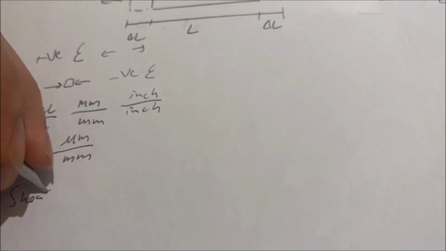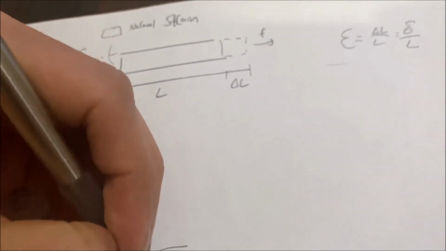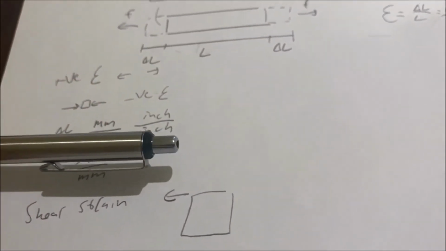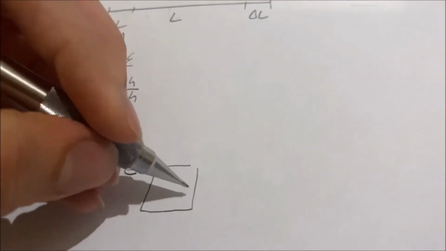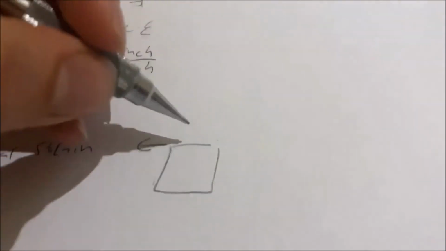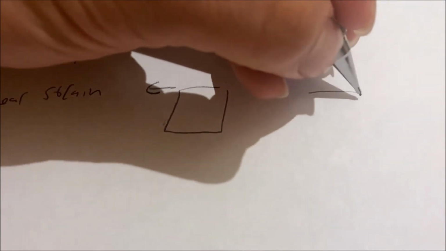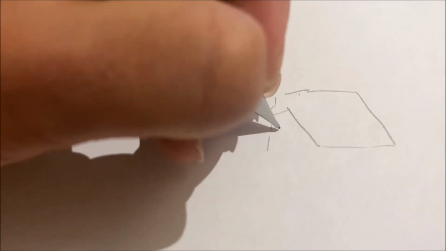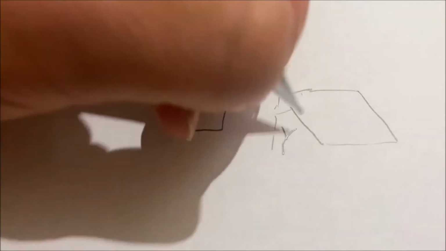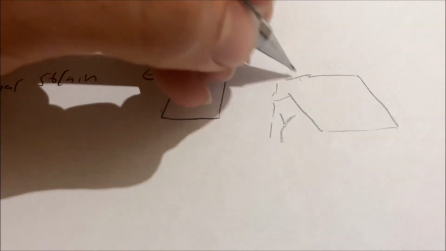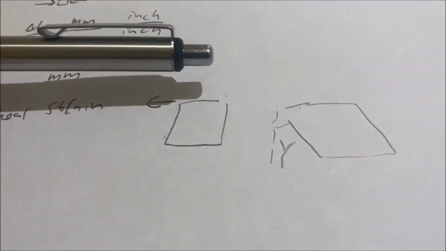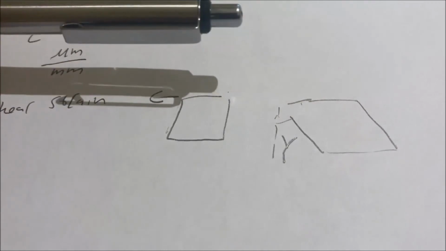Now for shear strain, let's say we have a square plane here, and there's a force acting on this corner. This force will cause these two parallel sides to shift by a certain angle. This change in angle is designated by this gamma over here, and this change in angle designates our shear strain. And for shear, this force is parallel with the cross-sectional area.